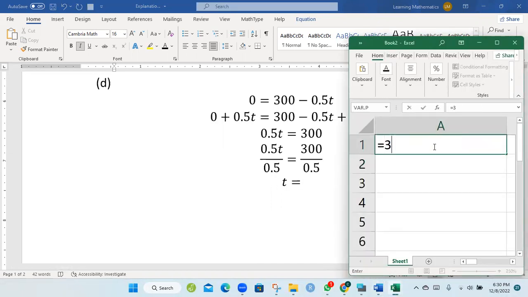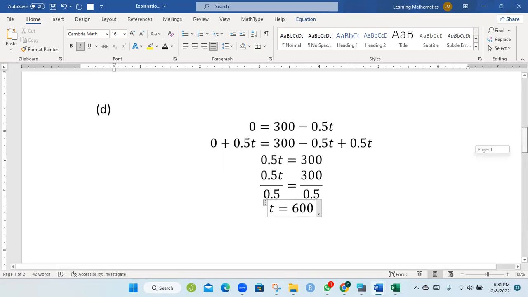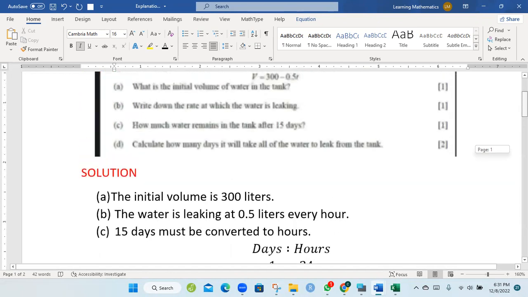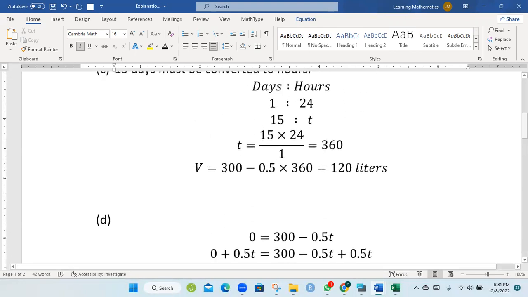Equal 300 divided by 0.5 is supposed to give us 600. So it will take 600 hours for the volume to be 0. Now we say how many days. So now we have to convert 600 hours to days by using the same ratio procedure.